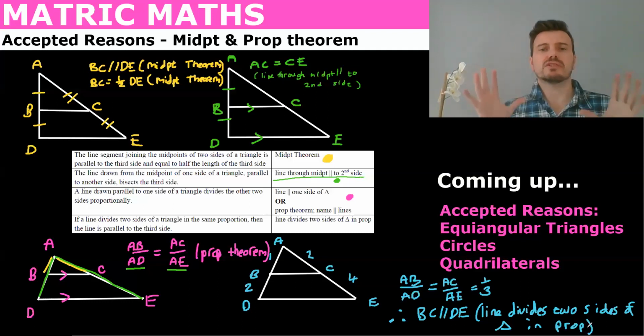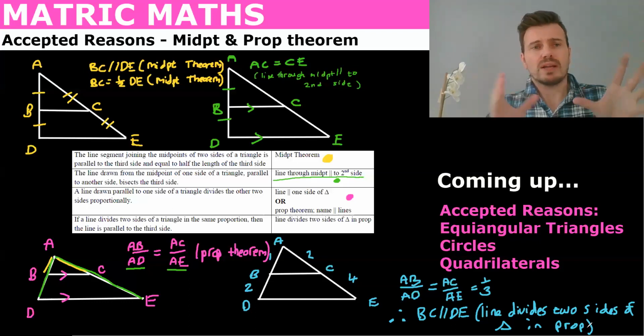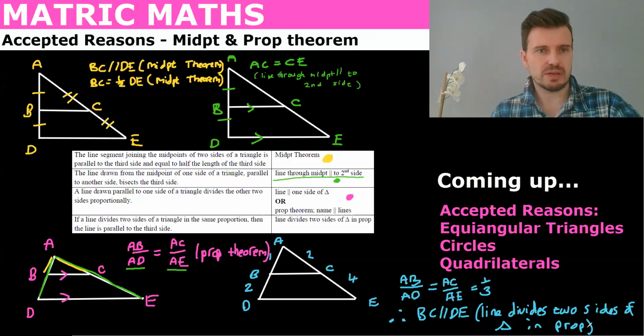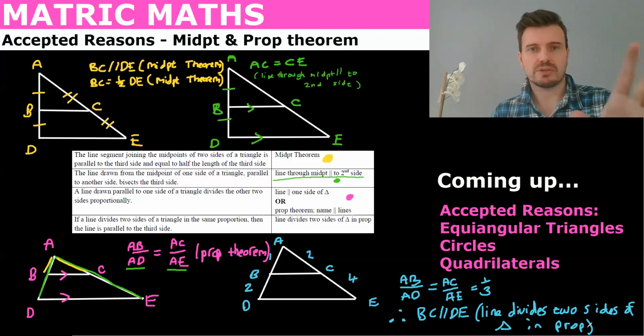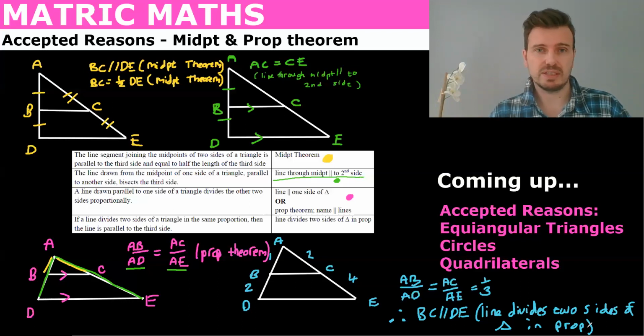Okay, so we see the difference. One, you're given the sides, and you're told that they are, for the first one, the midpoints, and you can therefore say that they're parallel because of midpoint theorem. The second, you're given that it's parallel. Therefore, you can say that AC is equal to CE.